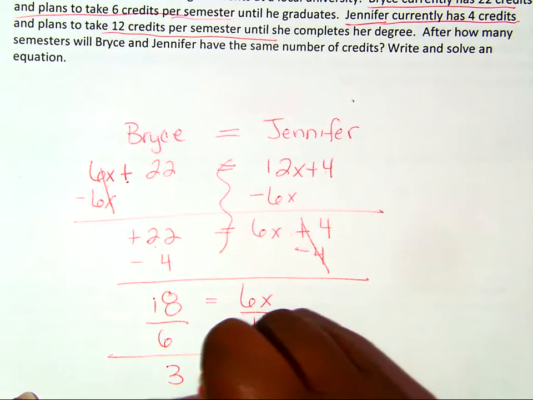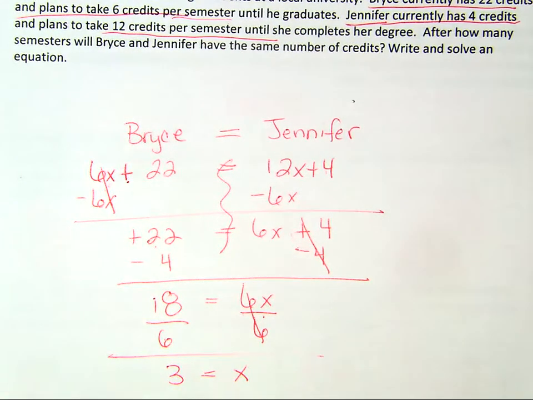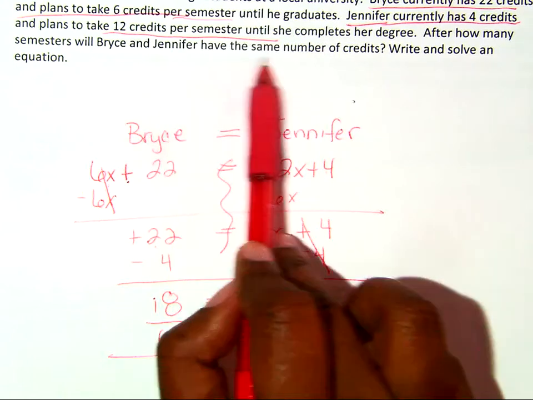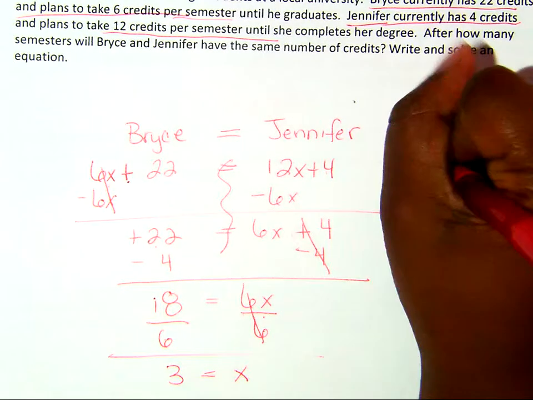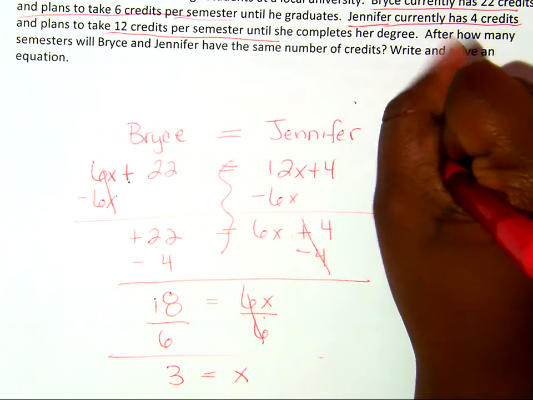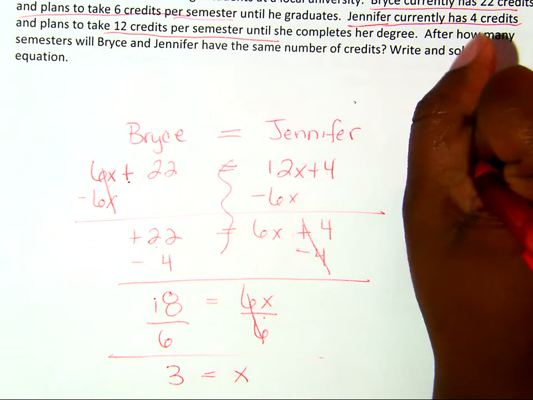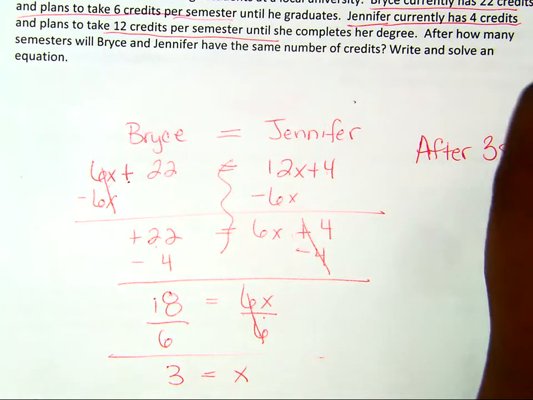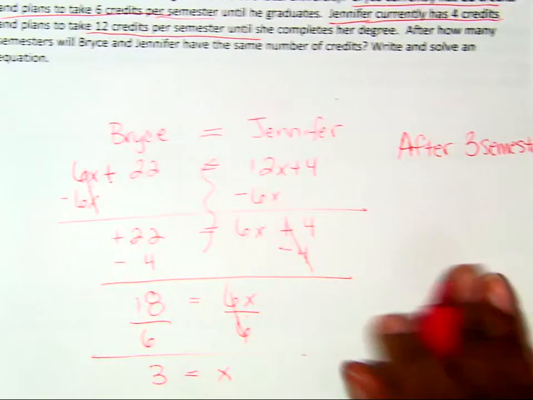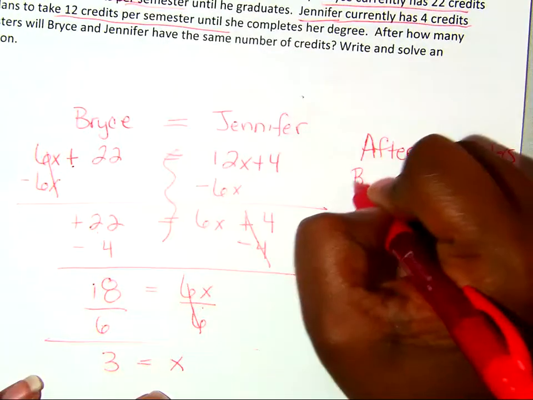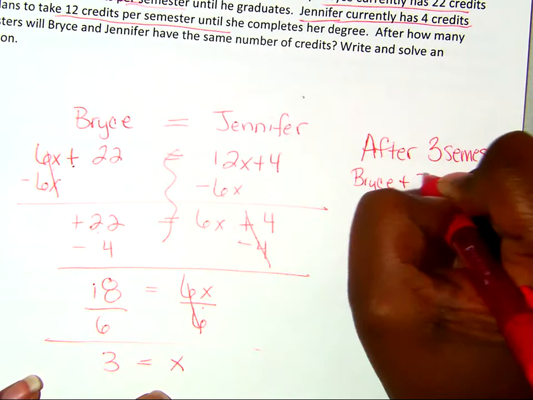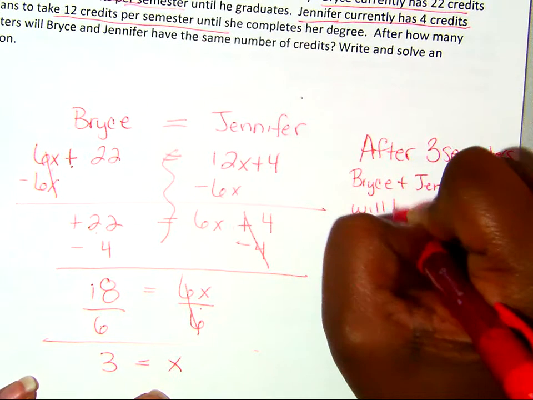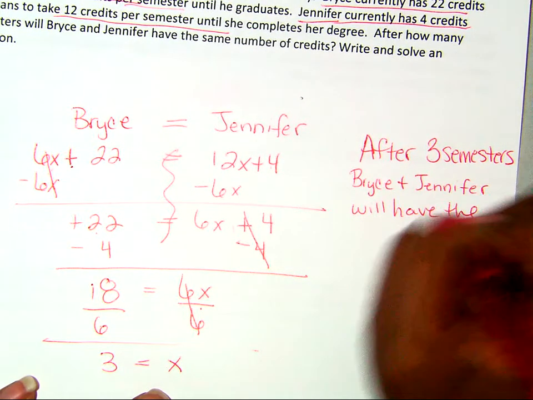So, after how many semesters will Bryce and Jennifer have the same number of credits? After 3 semesters, Bryce and Jennifer will have the same number of credits.